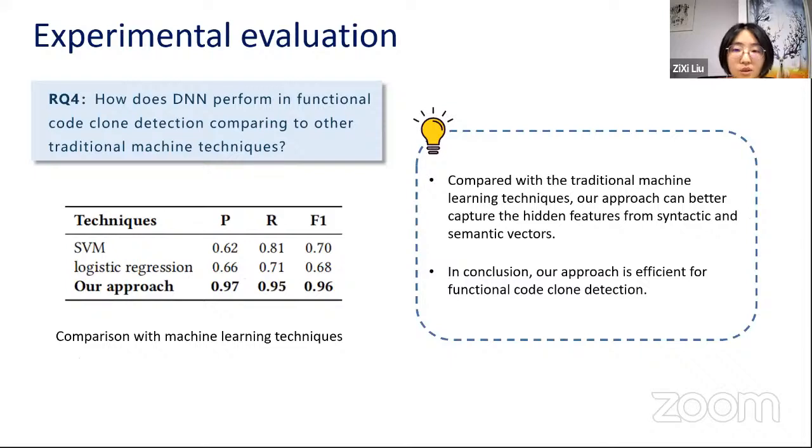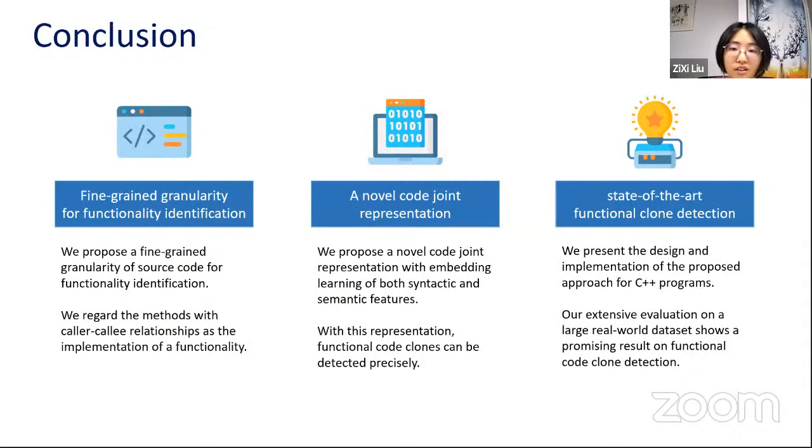The last research question is: how does DNN perform in functional code clone detection compared to other traditional machine learning techniques? We compared with SVM and logistic regression as traditional machine learning techniques. The results can be found in the table. Obviously, our approach performs better than the traditional machine learning techniques because our approach can better capture the hidden features from the fusion vector.